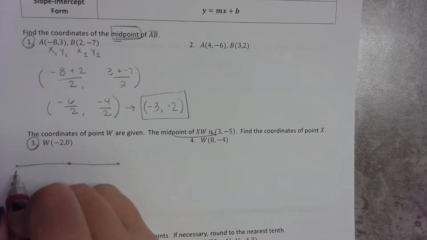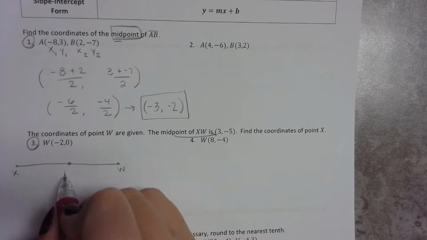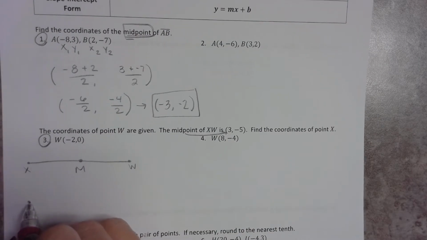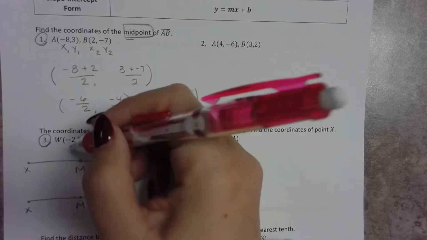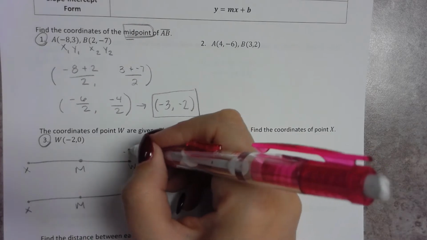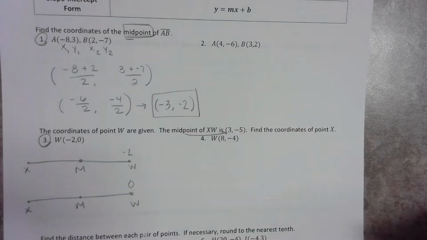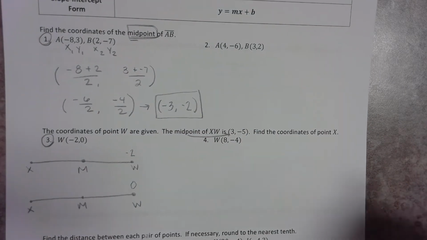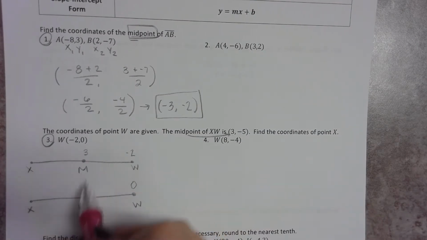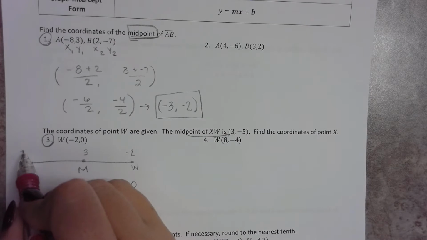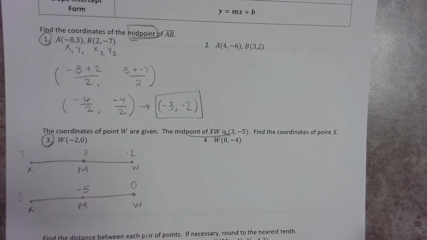We've got X, W, and the midpoint. So W is negative 2, 0. It's telling us the midpoint is 3, negative 5. And we don't know this number. That's what we're trying to figure out.